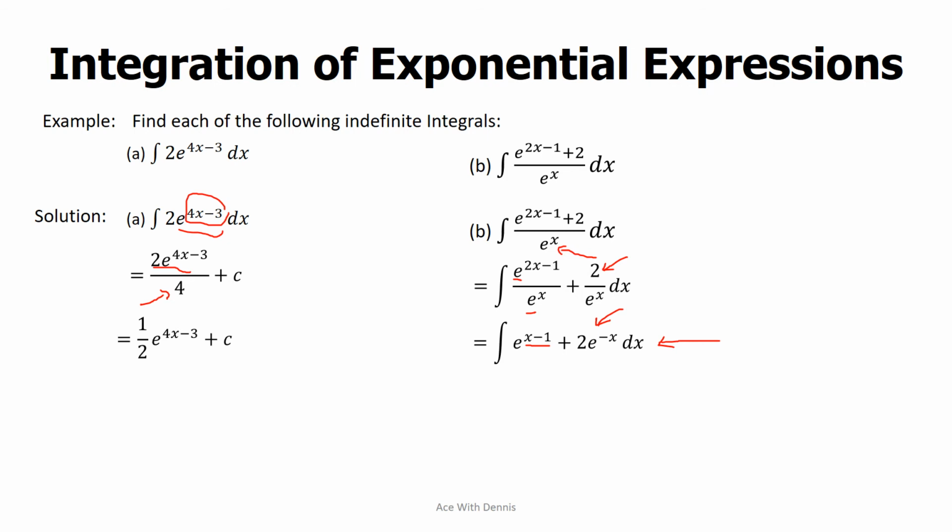Now we can integrate them separately. So e to the power of x minus 1, we still get the same, which is e to the power of x minus 1. The integration of 2e to the power of negative x, we just copy exactly the same, 2e to the power of negative x. Then we differentiate negative x, we get negative 1. We write it at the bottom, so it's over negative 1 plus c. Then simplify, we get e to the power of x minus 1 minus 2 over e to the power of x plus c. So this is the answer for B.